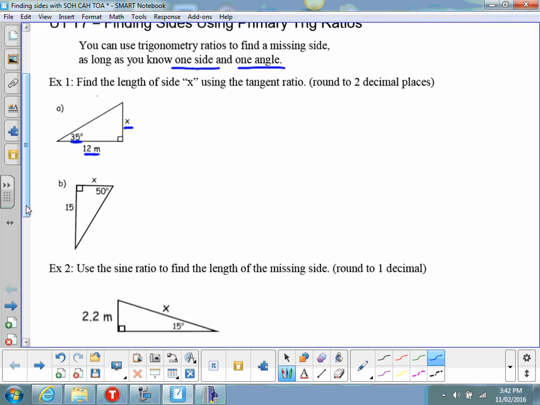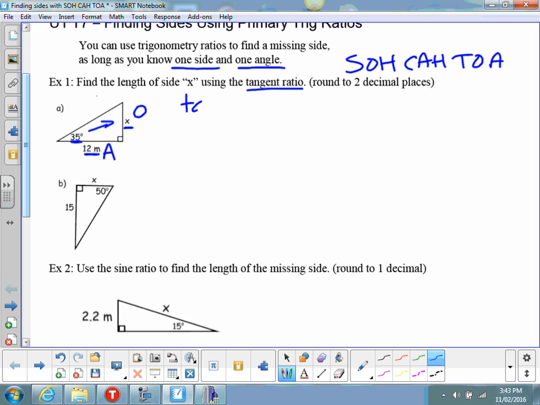So in this case, we're using angle 35. Side x is opposite to 35, and the side with 12 on it is adjacent to the 35. It's beside it. So they've already told us that we're going to be using the tangent ratio, and that makes sense. We've got opposite and adjacent here. So let's not forget our TOA.